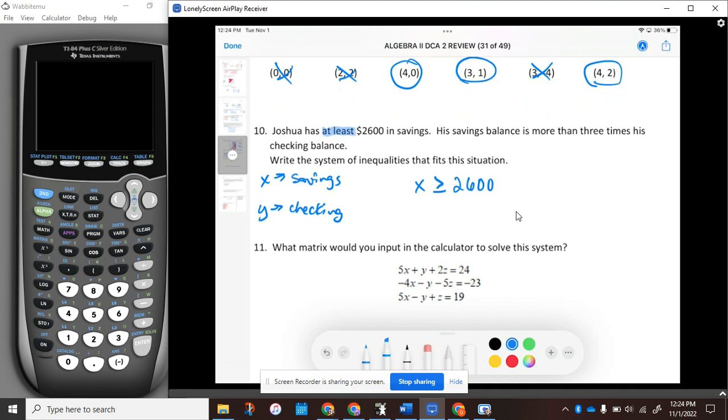The second key phrase that I see is "more than." That one's pretty quick and easy, right? We're just going to use the greater than symbol. Savings balance is more than, so savings X is more than 3 times the checking. Don't overthink it, y'all. Savings is more than 3 times the checking. X is greater than 3 times Y. All we have to do is write the system. We don't even have to solve anything.